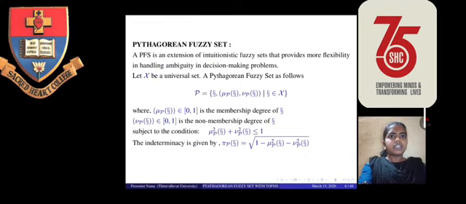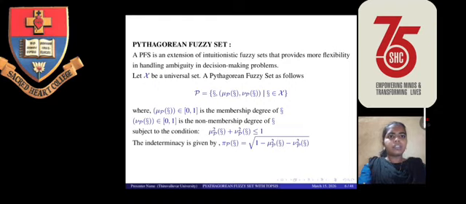Pythagorean fuzzy set. A PFS is an extension of the intuitionistic fuzzy set that provides more flexibility in handling ambiguity in decision-making problems. Let X be a universal set. A Pythagorean fuzzy set is defined as follows.